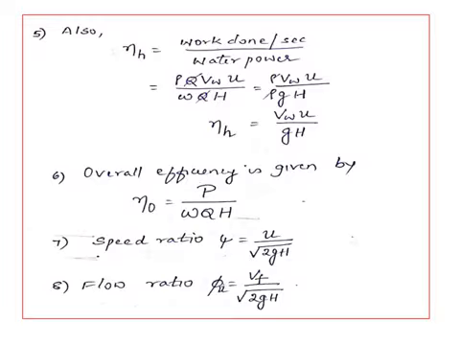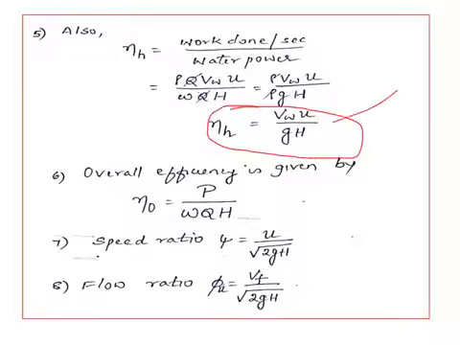Here there is no nozzle fitted at the end of the penstock, so we calculate the water power as W Q into H. Hydraulic efficiency is the work done per second divided by the water power. The work done per second is rho Q Vw U, divided by W Q H. What is the specific weight? It is rho into g. Therefore Q cancels out and rho cancels out, so the hydraulic efficiency is Vw U by g H.